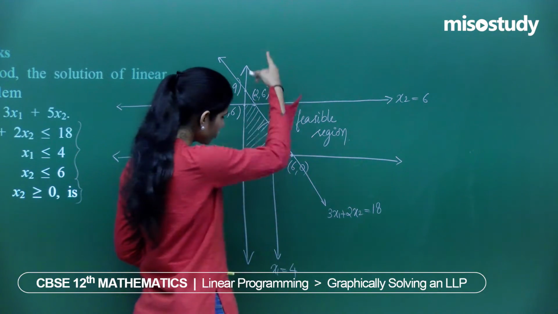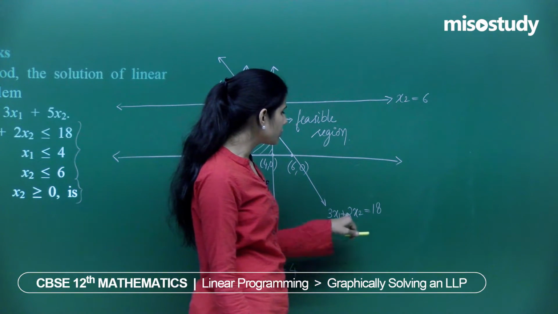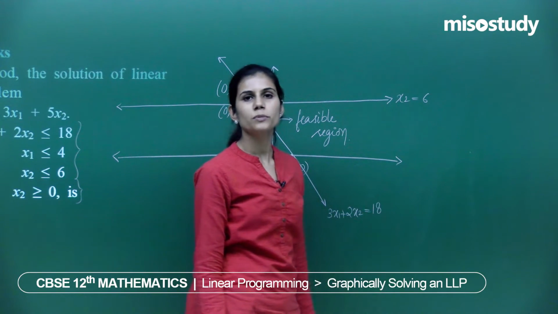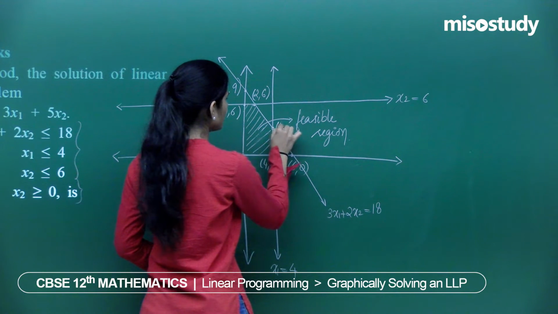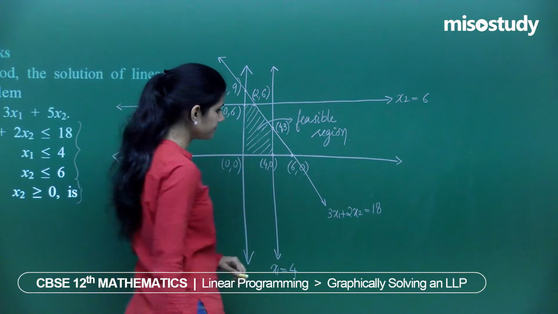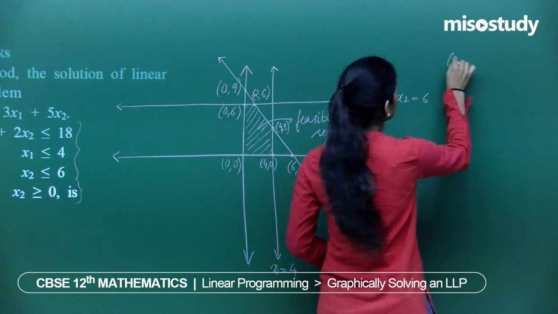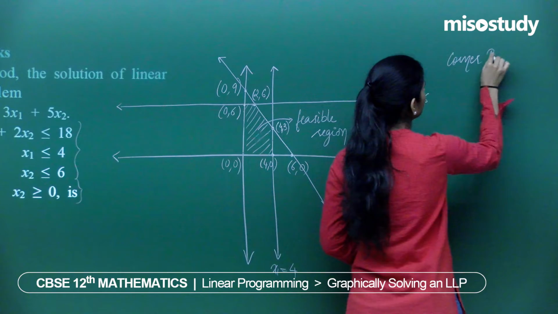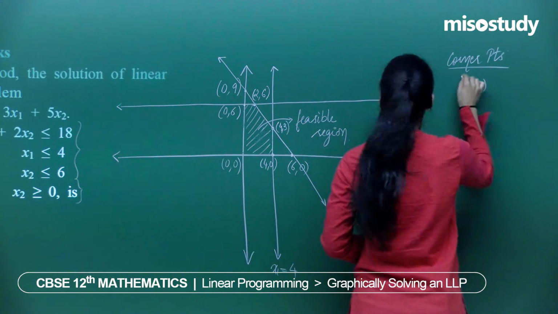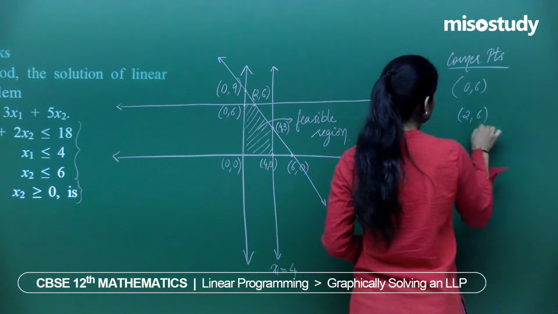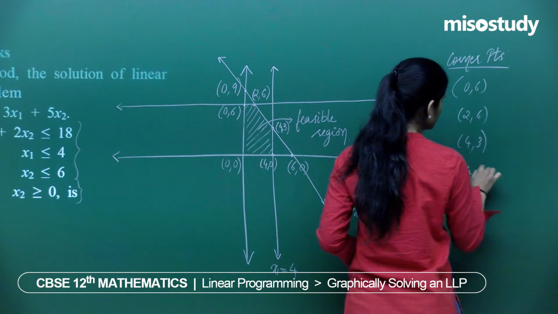And here, what is it that you get? This is the intersection of x1 equals 4 and this line. When you put x1 equals 4, you get 4 into 3, 12, 18 minus 12 is 6, x2 would be 6 upon 2, that is 3. So this point would be (4, 3). x1 is 4, x2 in that case is coming out to be 3. So my corner points are (0, 6), (2, 6), (4, 3) and (4, 0) of the feasible region.